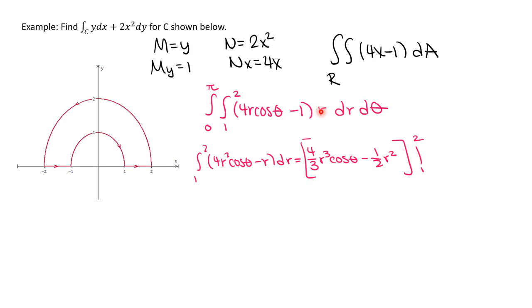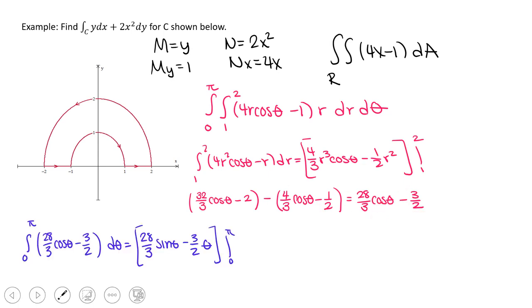To integrate this, I'm going to distribute the r. So I'm going to integrate 4r squared cosine theta minus r with respect to r first. Found my antiderivative: 4r to the third over 3 cosine theta minus r squared over 2. I'm going to plug in my bounds of integration. Hopefully I didn't make any arithmetic mistakes. So I plugged in the 2, and then I plugged in the 1, subtracted them, combined like terms. I got 28/3 cosine theta minus 3/2.